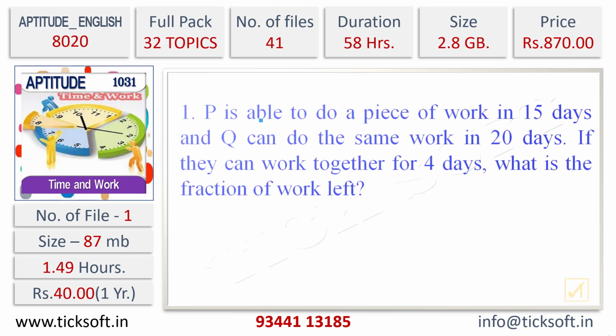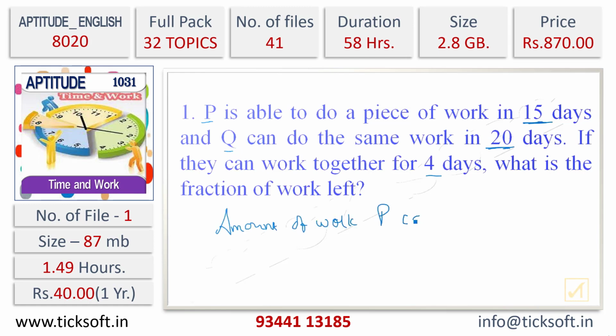The first question is, P is able to do a piece of work in 15 days and Q can do the same work in 20 days. If they work together for 4 days, what is the fraction of work left? So here it is given that P is able to do a piece of work in 15 days and Q can do the same work in 20 days. Now by using these two values, we are going to find out the amount of work that P can do in 1 day and also the amount of work that Q can do in 1 day.